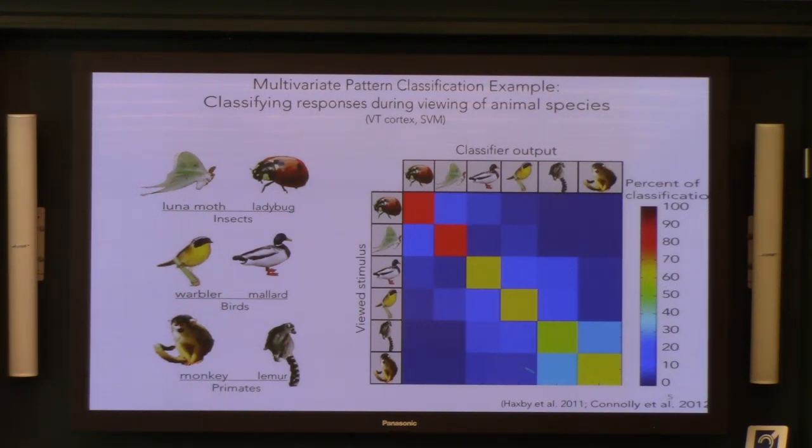But then the off-diagonal colors are how often mistakes are made. So if it's a squirrel monkey, how often does the classifier say it's a ring-tailed lemur? Okay? And so the color, you want nice warm colors here, because those are nice high classification rates, and you want cool blue colors here, because that's a low rate of errors. And so you can see this is a very pleasing classification matrix: we were able to classify all 6 species from each other at much better than chance.